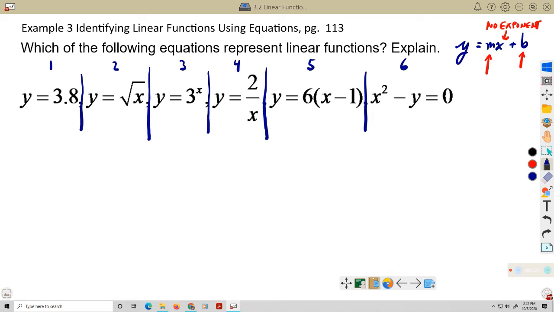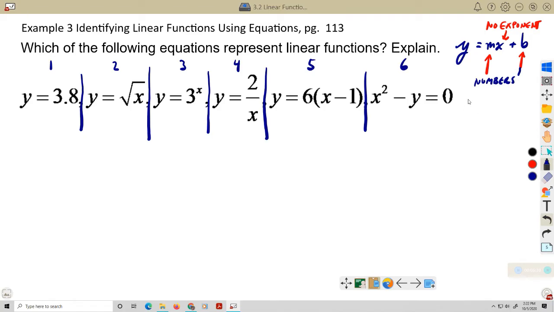Identifying linear functions using equations. Now, the first definition of linear functions regarding equations is that it can be written as y equals m times x plus b, where m and b are numbers, right? They're numbers of some sort.